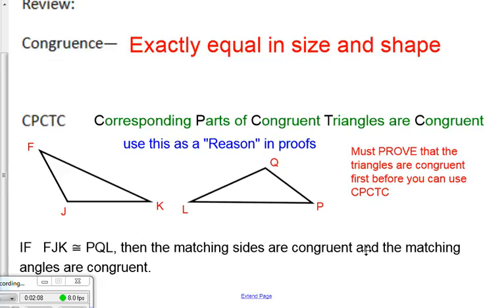And the matching sides are congruent and matching angles are congruent. So this angle F, if we measured it out, is the same as P. This angle J, if we measured it, is the same as Q, and so on. So that's what CPCTC means. First, you have to show that they are congruent. Then you can say all of the parts match.